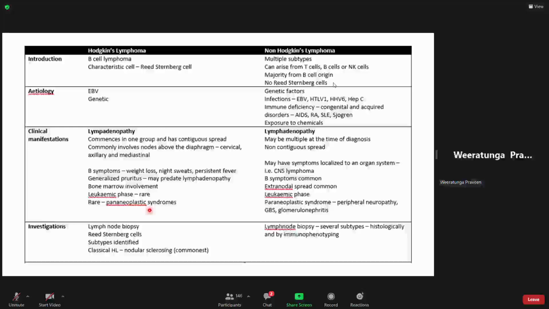Right? Hodgkin's lymphoma is associated with a nice set of symptoms called B symptoms. B symptoms: weight loss, night sweating, which we have discussed in the long case, and fever. Right?